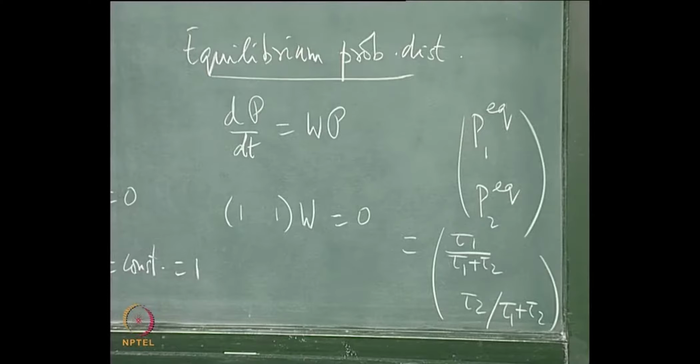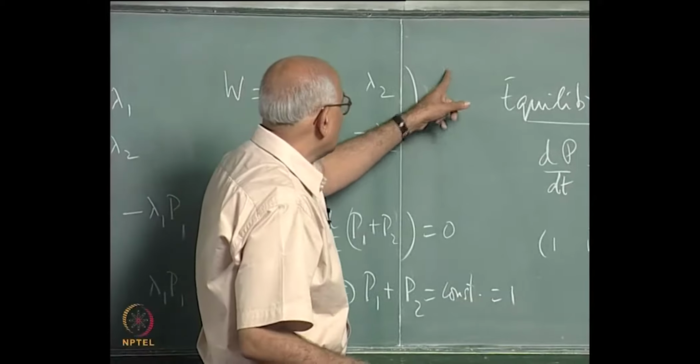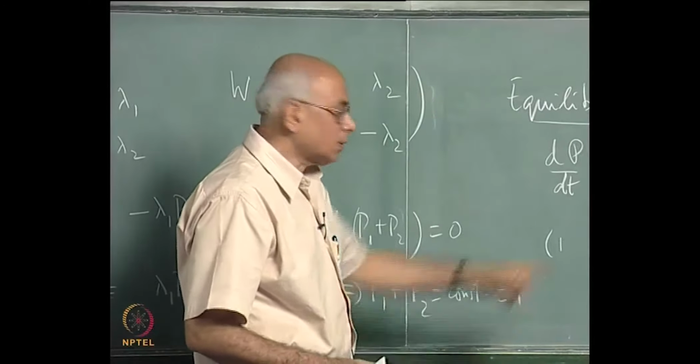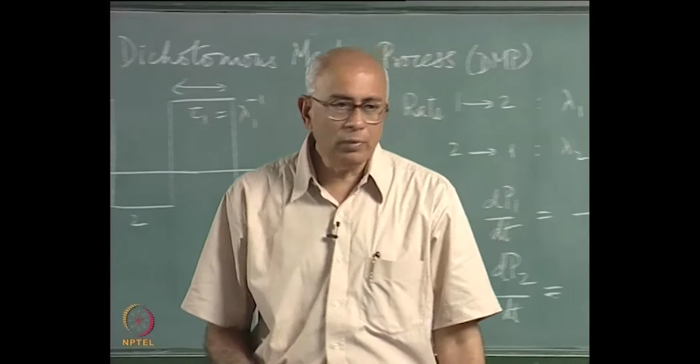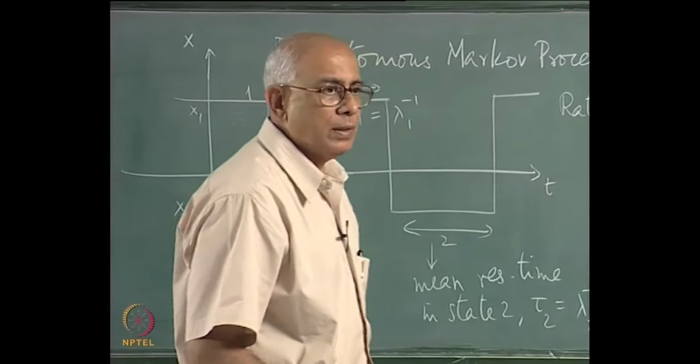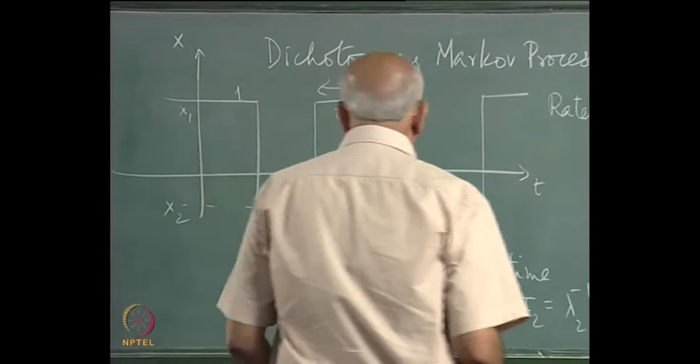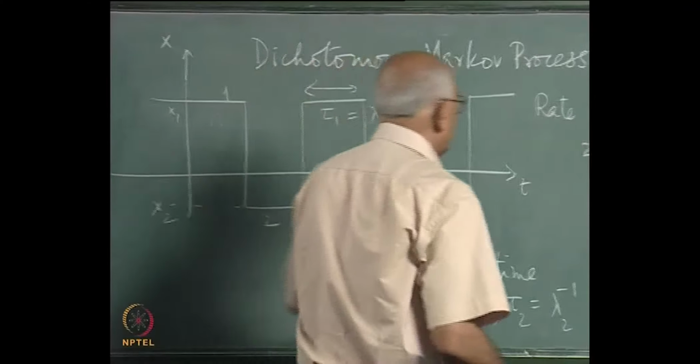Now that is physically obvious. It is trivial to check that if you took this and wrote down those column vectors, with tau 1 as lambda 1 inverse and tau 2 as lambda 2 inverse, you get 0 on the other side. What would the average value of this process be?